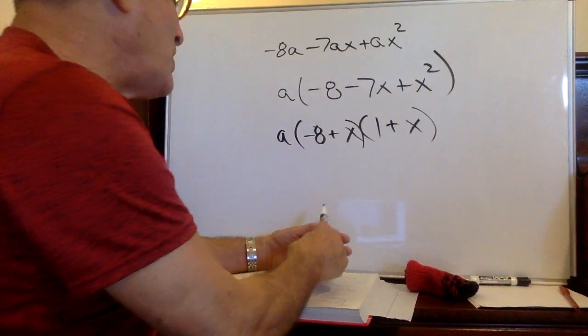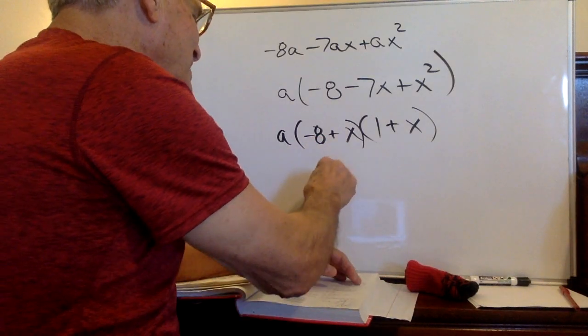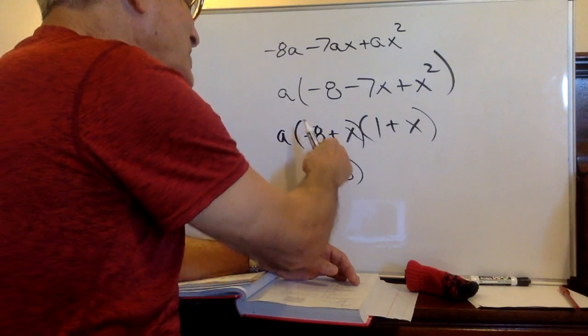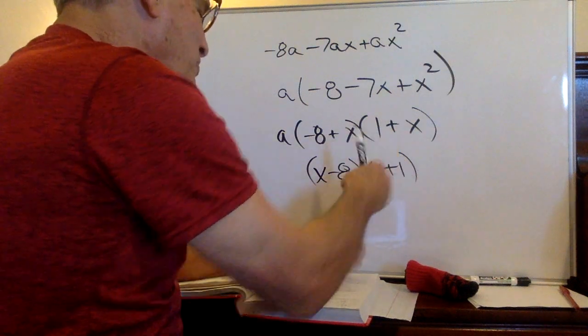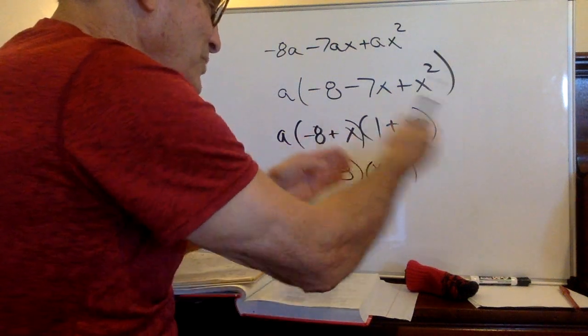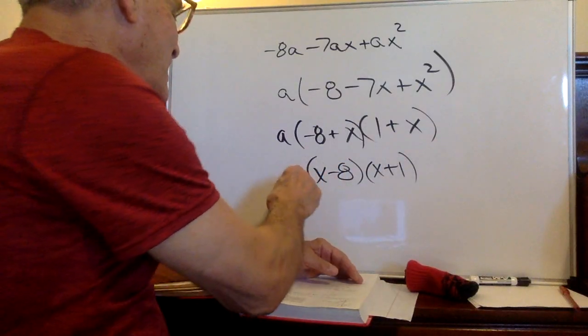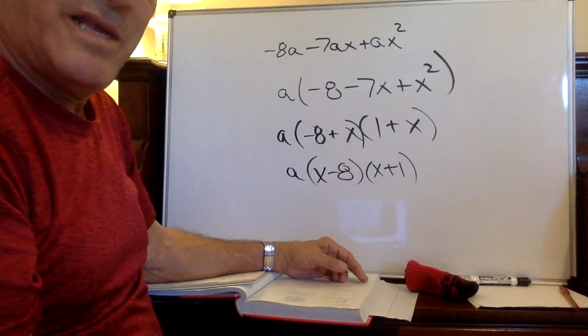The only difference was instead of negative 8 plus x, we had it written as x minus 8. This and this are the same. And when you multiply these out, if you turn that one around, again, addition is commutative. 1 plus x is the same as x plus 1. So whichever way you did it, you would have ended up with this, hopefully. That is the correct answer.